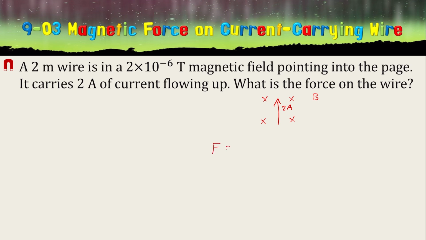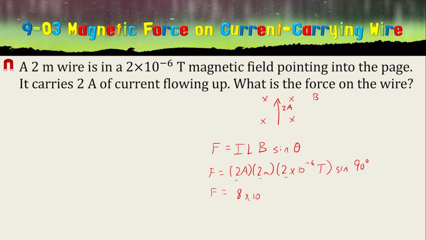Well, the formula, force is ILB sine theta. Current is 2 amps. Our length is 2 meters. Magnetic field is 2 times 10 to the negative 6 Tesla. But what is the angle between the wire and the magnetic field? Well, the wire is going up. The magnetic field is going in. So that makes it 90 degrees. Sine of 90 degrees is 1. So I have 2 times 2 times 2 times 10 to the negative 6 newtons.